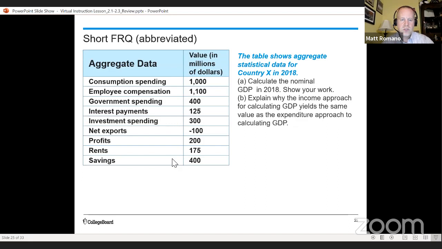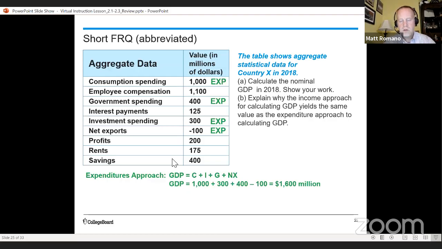Using the expenditures approach, you've got to identify the components, C, I, G, and X. Looking at the table up here, consumer spending, $1,000, is part of the expenditures approach. Investment spending is your second at 300. Government spending of 400 counts as well. And in net exports, we have a trade deficit. Net exports are negative 100. We put those together and we get $1.6 billion.